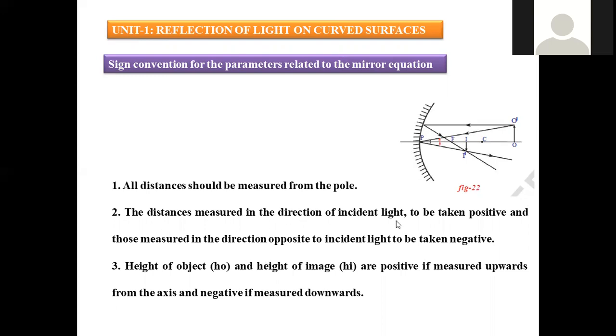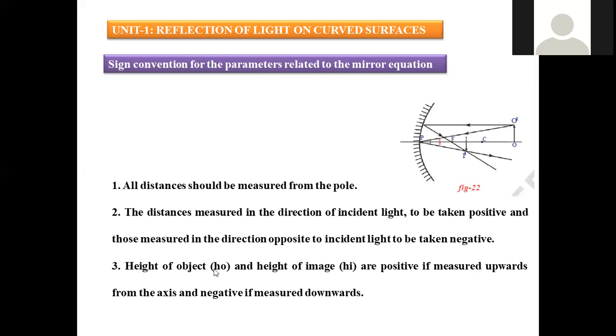The distance measured in the direction of incident light is taken as positive, and those measured in the direction opposite to the incident light are taken to be negative. So if this is the object, for example, O prime is said to be an object, and the distance from O prime to this pole point is denoted with a positive sign, and opposite to this, if we are extending the line beyond this curvature, that is denoted with the negative sign. Okay, object to pole distance is always denoted with positive, and the opposite direction is denoted with the negative sign. This is the second rule framed here.